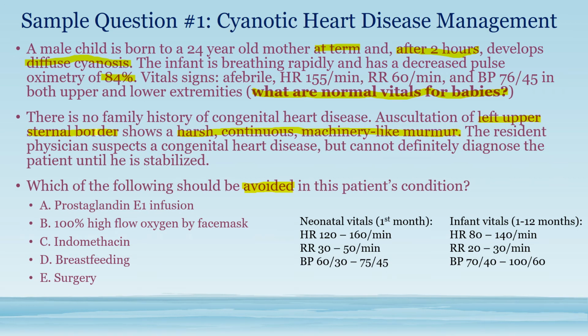It's in the left upper sternal border because it's connecting the aorta to the pulmonary artery, and this is going to be in the left upper sternal area. And it's harsh, continuous, machinery-like. These are the characteristics that it has. We'll talk in the future about why it has those characteristics. So the resident suspects a congenital heart disease, but cannot definitively diagnose the patient until he is stabilized. So let's talk about these answer choices now.